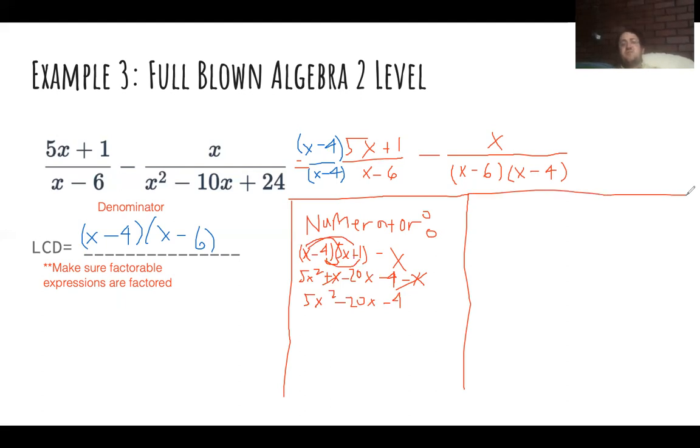So then my answer is my numerator over my LCD. So that's going to be the 5x squared minus 20x minus 4. And then that's going to be over my least common denominator, which I had in blue. And that's going to be the x minus 4 times x minus 6. And we are completely done.